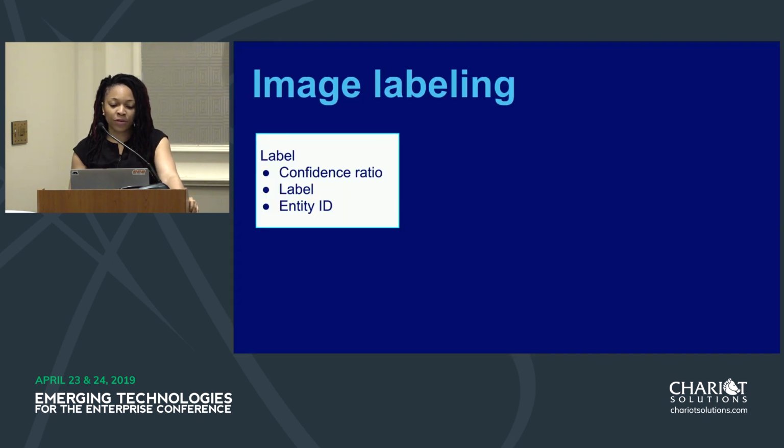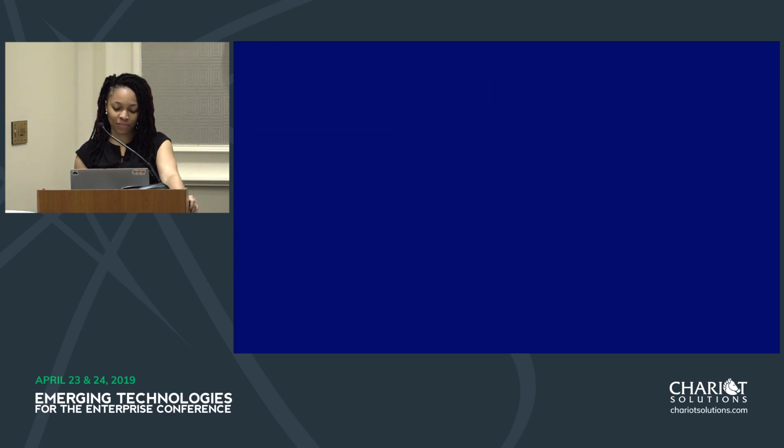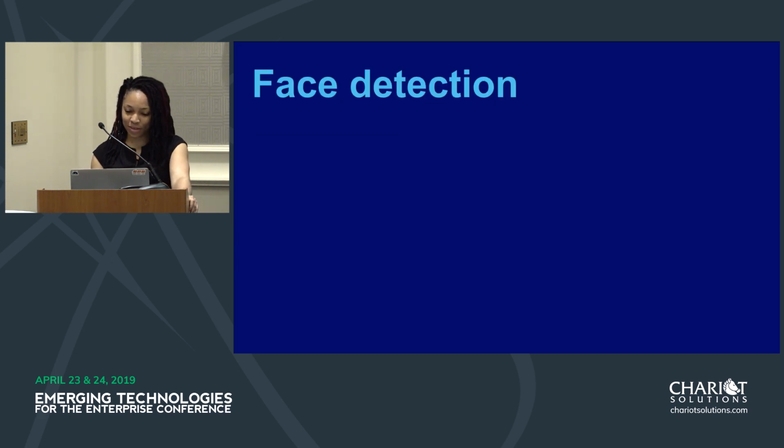So this is what the label class looks like. I mentioned earlier, it has a confidence ratio, it has a label, and it has an entity ID. The confidence ratio is saying this is how sure I am that this image contains that label. The label is just the name of the label. Then the entity ID is the Google Knowledge Graph Search ID for that label. Okay, that's it for image labeling.